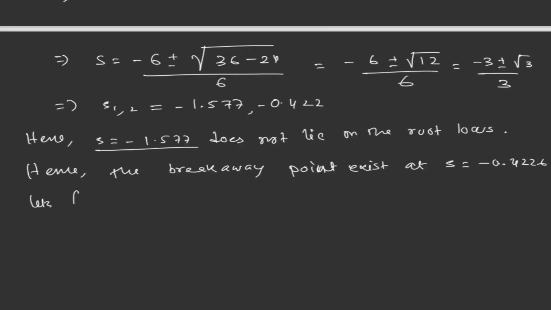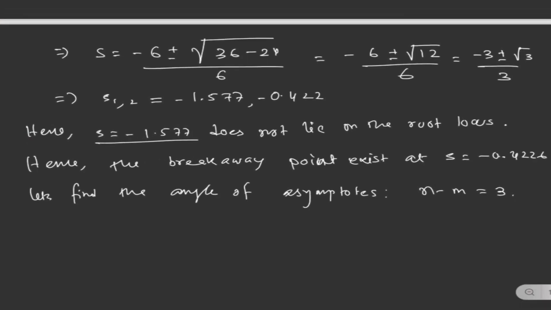Let's find the angle of asymptote. So here the number of angles will be n minus m, which is 3. So there will be 3 angles. So let's find those angles.